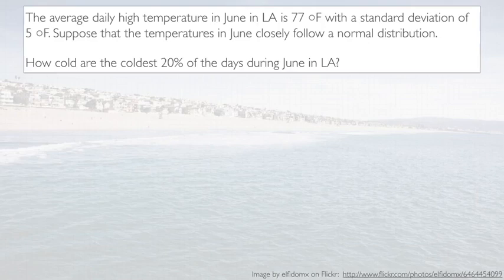Another question. The average daily high temperature in June in LA is 77 degrees Fahrenheit with a standard deviation of 5 degrees Fahrenheit. Suppose that temperatures in June closely follow a normal distribution. How cold are the coldest 20% of the days during June in LA?